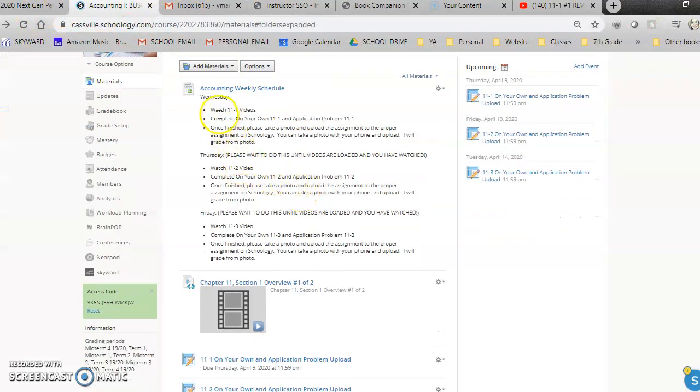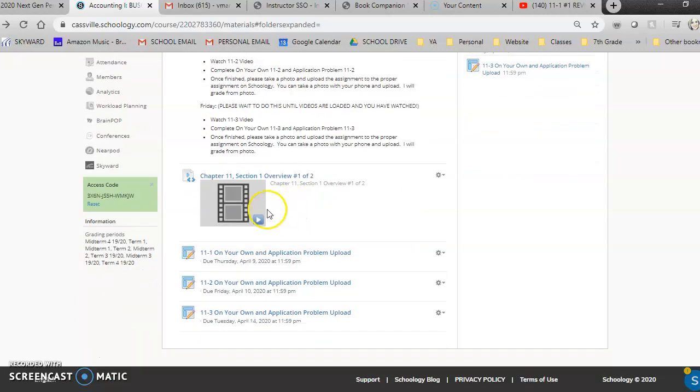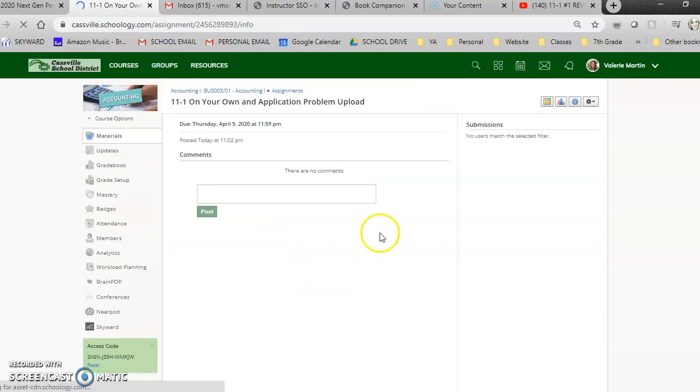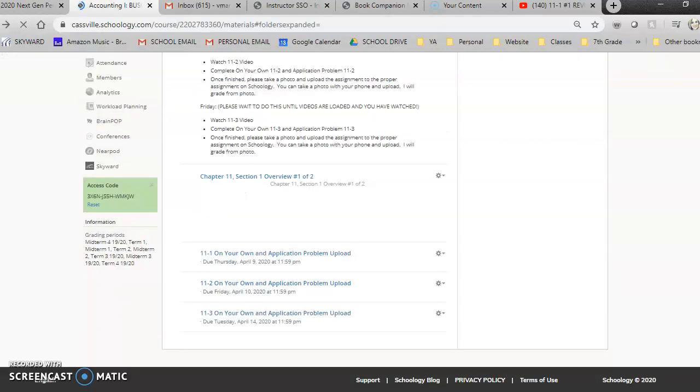So here's our weekly schedule. For tomorrow, you're going to watch the 11-1 videos. Complete on your own 11-1 and application problem 11-1. Once you're finished, please take a photo and upload the assignment to the proper folder on Schoology. Down here, you can see 11-1 on your own and application problem. If you click on that, I don't have it because I made it, but you should have a submit. If you just take a photo with your phone and upload it, I can grade it from there. That's fine, so you don't have to worry about turning sheets in to me. If you want to scan it, you can, but otherwise you can just take a picture with your phone.